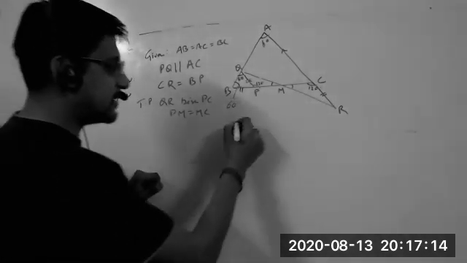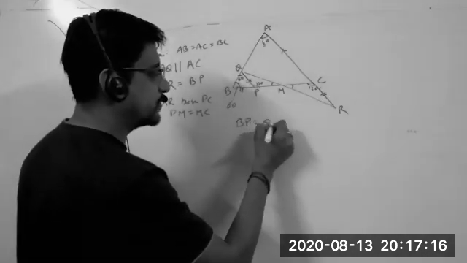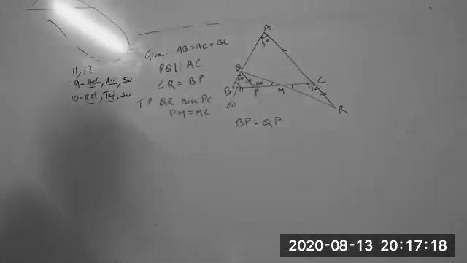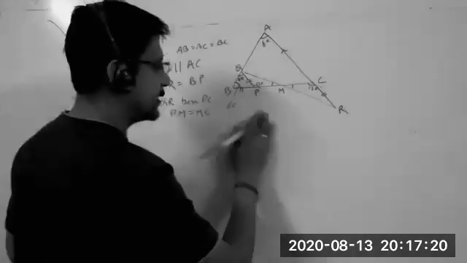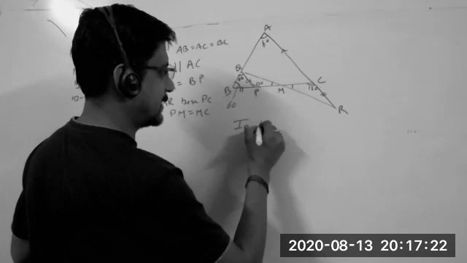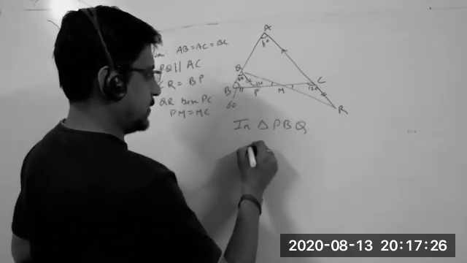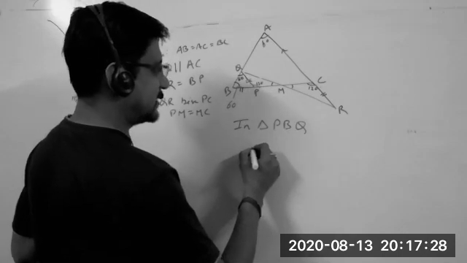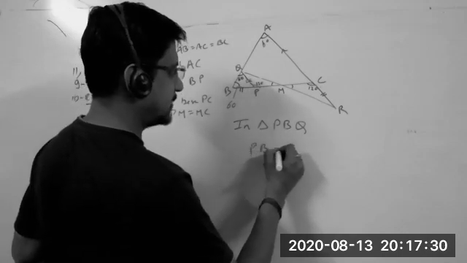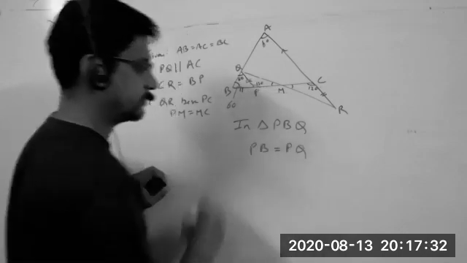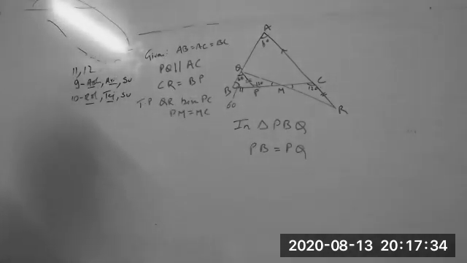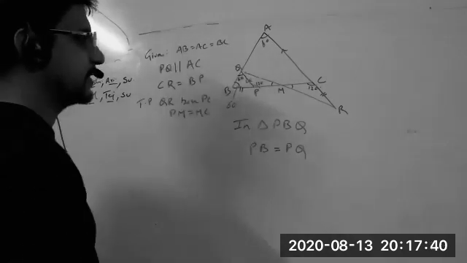So, sir, can we say BP is equal to QP? Yes, sir. In triangle PBQ, all angles are 60 degrees. Therefore, PB is equal to PQ. Yes, sir. Vijay? Yes, sir. Okay. So these two sides are equal.